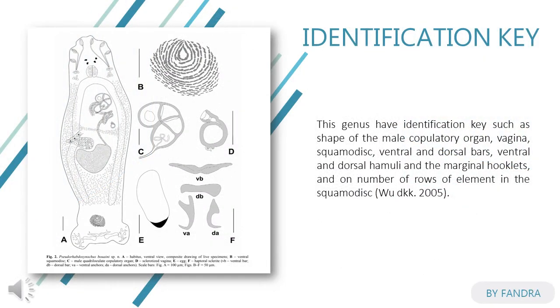Number 2 is genus Pseudorhabdosynochus. This genus has identification keys such as the shape of the male copulatory organ, vagina, squamodisc, ventral and dorsal bars, ventral and dorsal hamuli, and the marginal hooklets, and the number of rows of elements in the squamodisc.